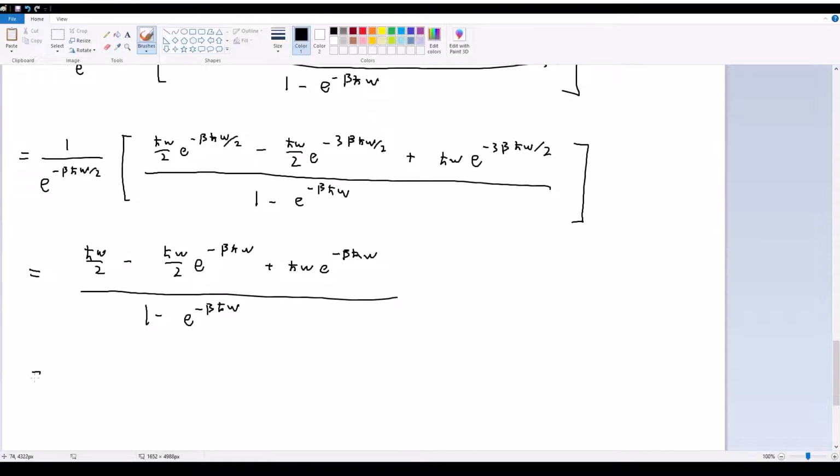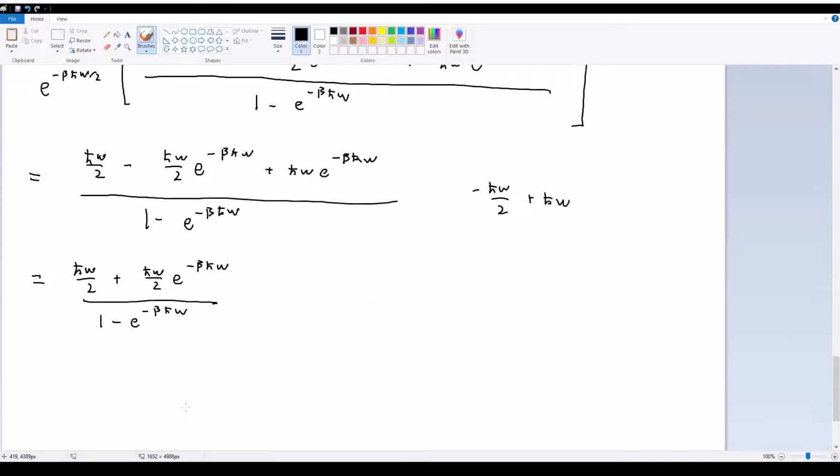At this point, we can combine these terms. We get h bar omega over 2 subtracted. So this is, let's see, negative h bar omega over 2 plus h bar omega. So this is just going to be h bar omega over 2, I believe. Yeah, plus h bar omega over 2 times e to the negative beta h bar omega divided by 1 minus e to the negative beta h bar omega.